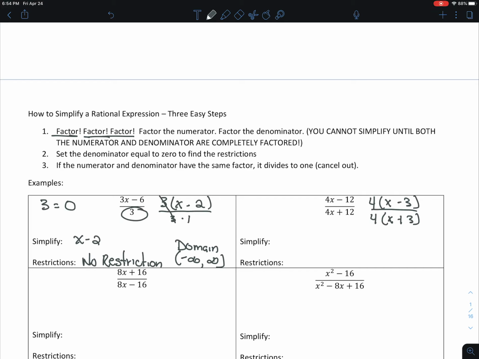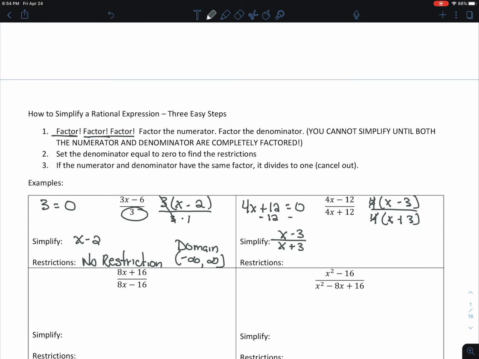Okay? And what simplifies here? The 4 simplifies, so I'm left with x minus 3 over x plus 3. And how do I find my restriction? I set the denominator equal to 0. I could set it equal to 0 here, and I should have.